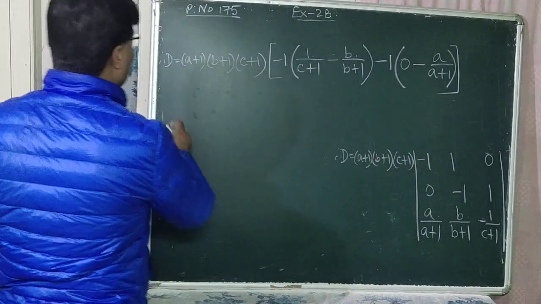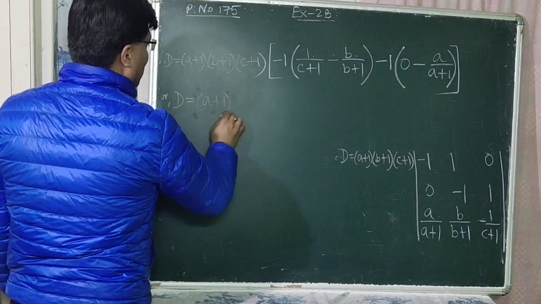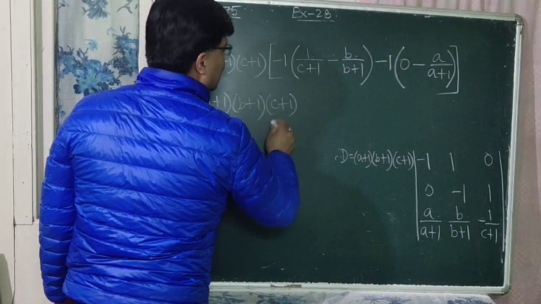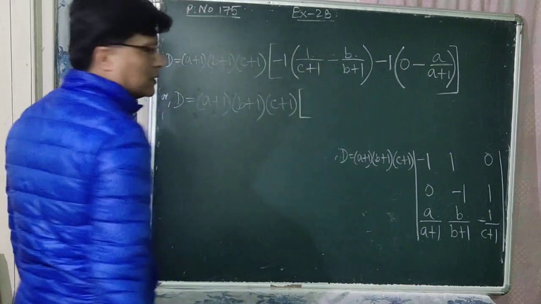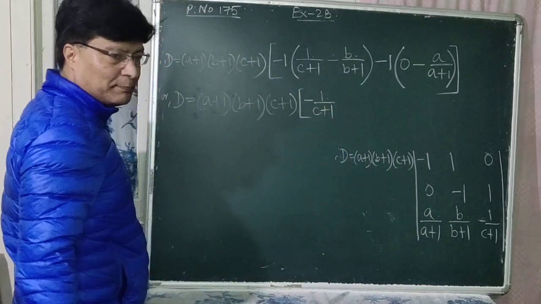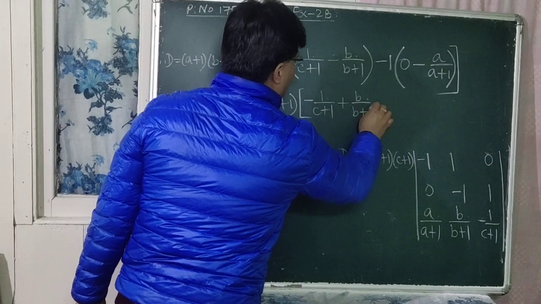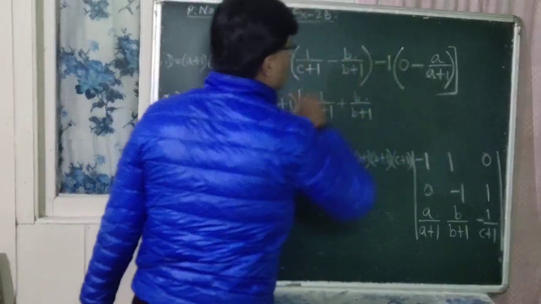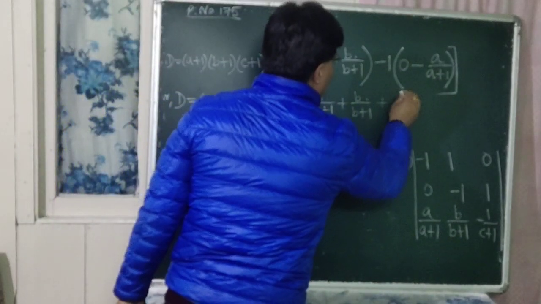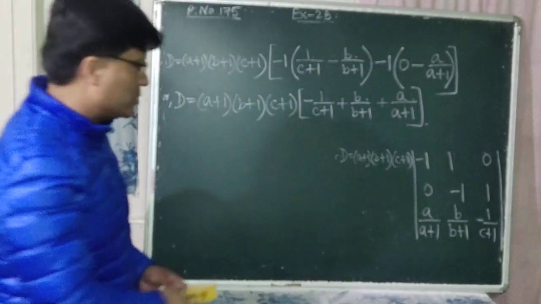Right? So D is equal to a plus 1 by b plus 1 into c plus 1. Then within the third bracket, now multiply by minus 1. Minus 1 by c plus 1, you know how to multiply them. Minus to minus plus b by b plus 1. Then minus 1 into 0 is 0. You don't have to write that 0. So minus to minus plus, this is a by a plus 1. So we got this expression, right?